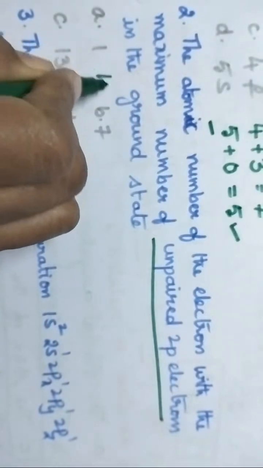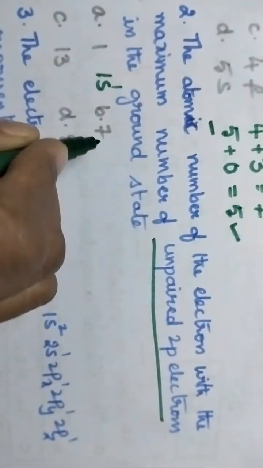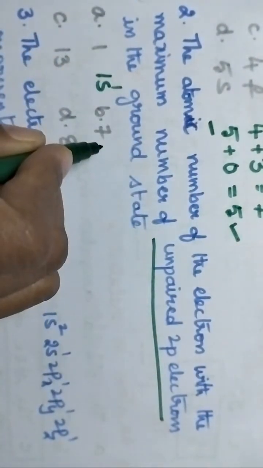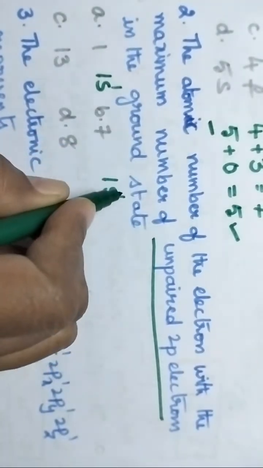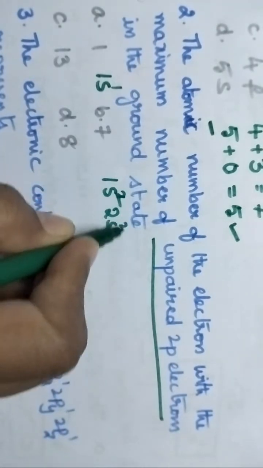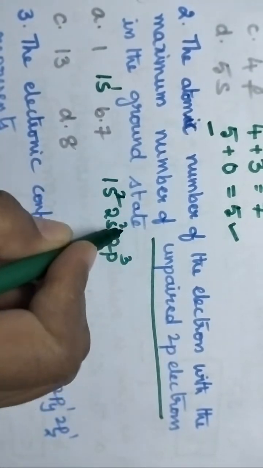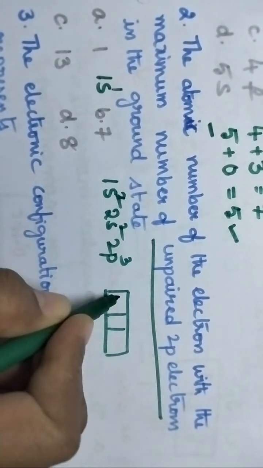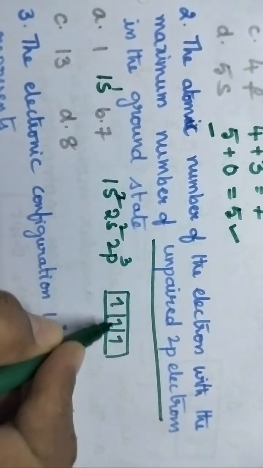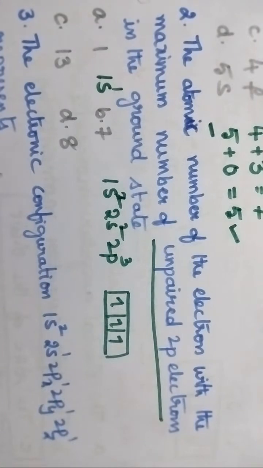Atomic number 1 configuration is 1s1. Coming to the option B, atomic number is 7. Configuration is 1s2, 2s2, 2p3. So you just write the detailed configuration. So here 3 unpaired electrons are present.